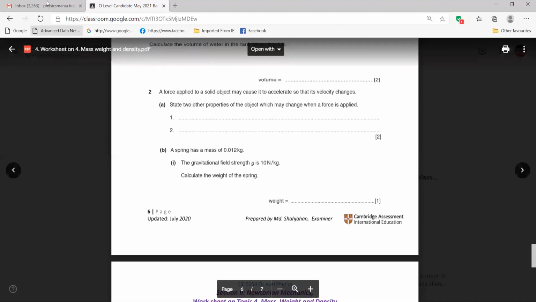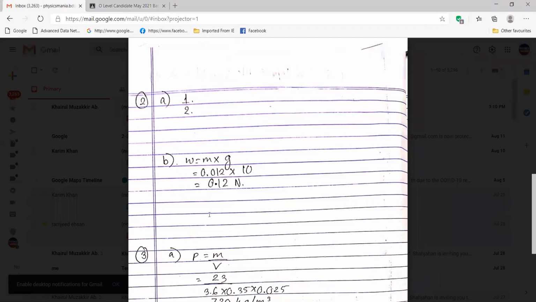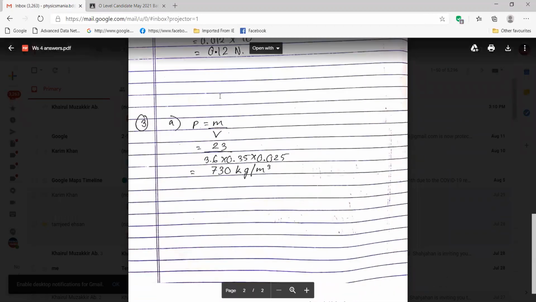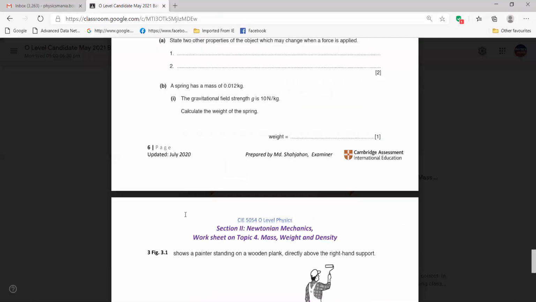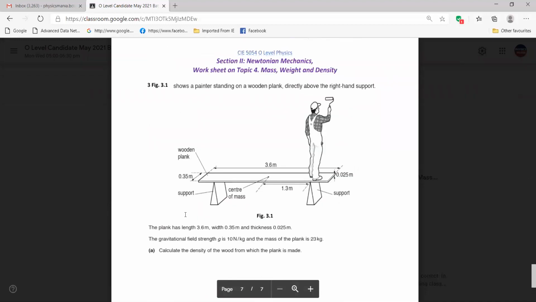Weight, B, weight you got correctly. Three, rho equals m by v. Yes. You are asked to find the density, right? Yes.